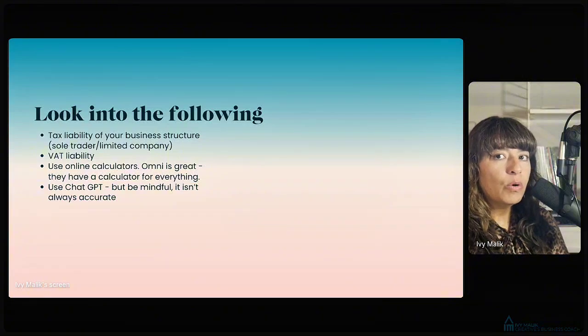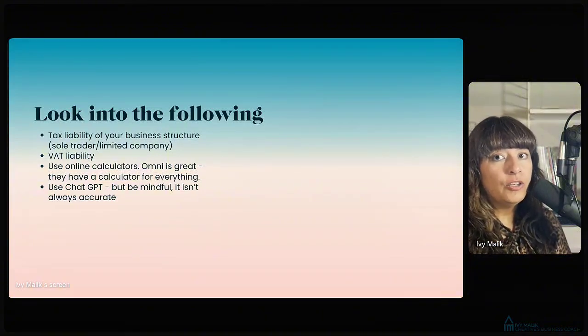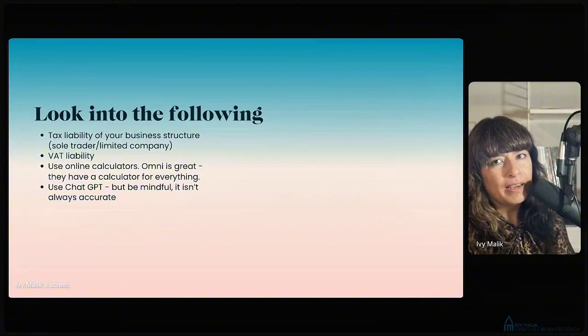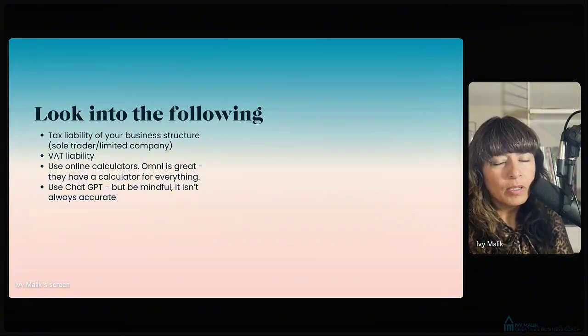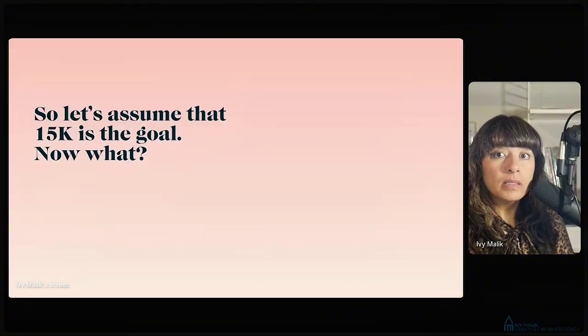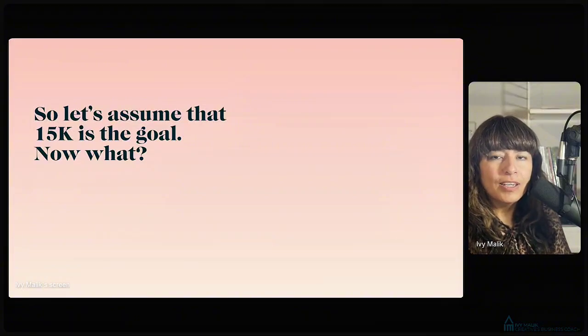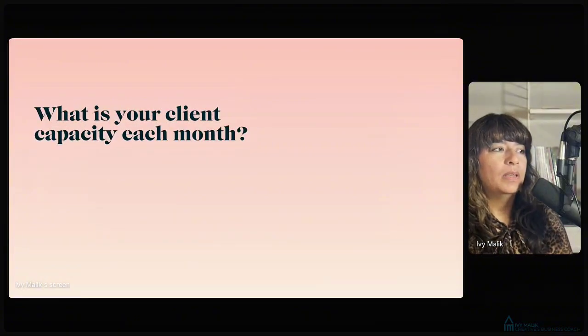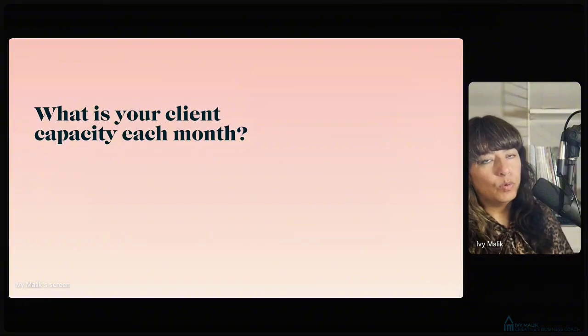So before we move on, I want you to remember to look into the following: the tax, the corporation tax, the VAT. Check and use online calculators. I've been using Omni for such a long time, and every time I want to just confirm some of my calculations that I'm just doing roughly myself, I'm like, great, I'll just do that. You can also use ChatGPT. I have checked it, and ChatGPT isn't always reliable, even with pretty sophisticated prompting. Treat this as a compass, and let's see how we can make 15K work as a guide to figuring out the pricing. And this is not the pricing, this is the pricing floor.